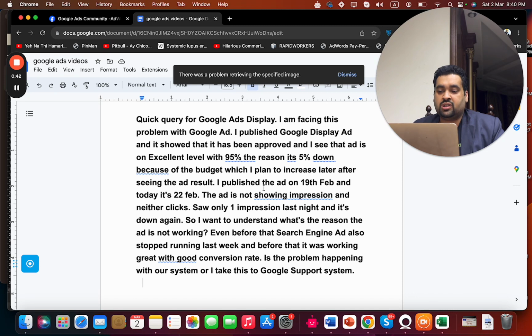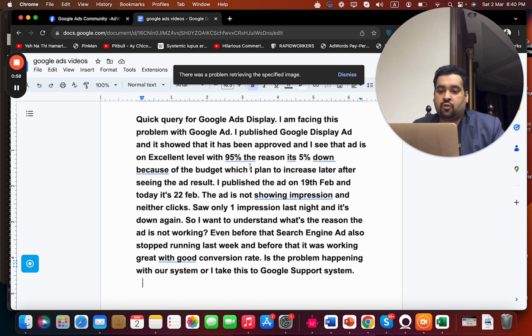Only one impression last night and it's down again. So I want to understand what's the reason the ad is not working. Even before that, the search engine ad also stopped running last week, and before that it was working great with a good conversion rate. Is there a problem happening with our system, or should I take this to Google support?